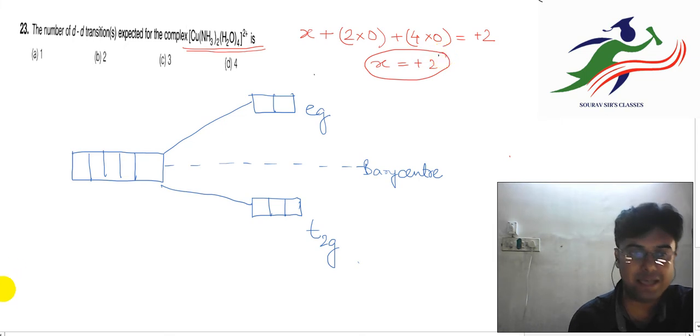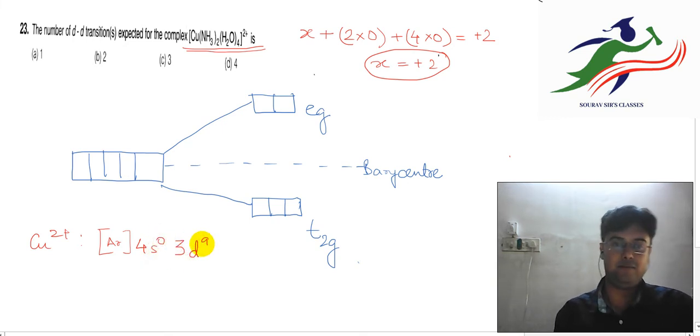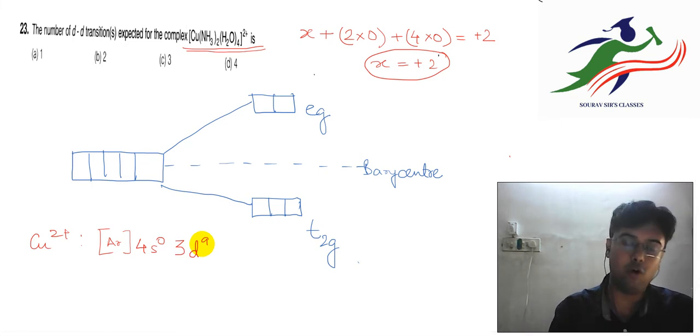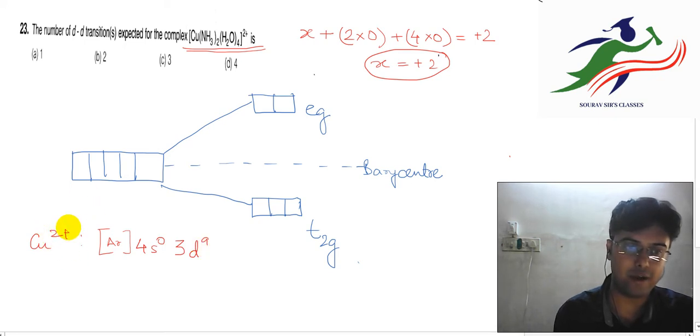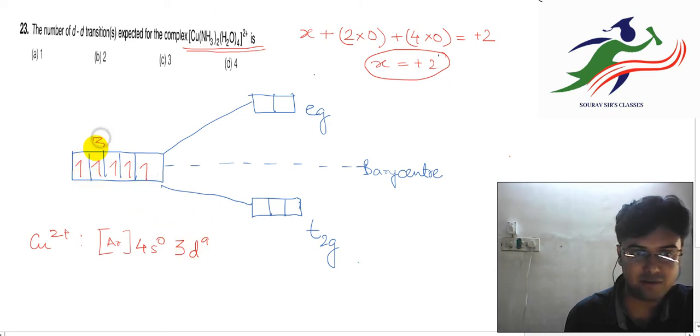So copper is in its +2 oxidation state over here, whose electron configuration is argon 4s0 3d9. The 4s electrons and 1 electron from the d subshell have gone out because it has lost 2 electrons. Now let us fill up these electrons over here. 1, 2, 3, 4, 5, you have to accommodate 9, right? 3d9. So this is the 3d subshell. 6, 7, 8, 9.